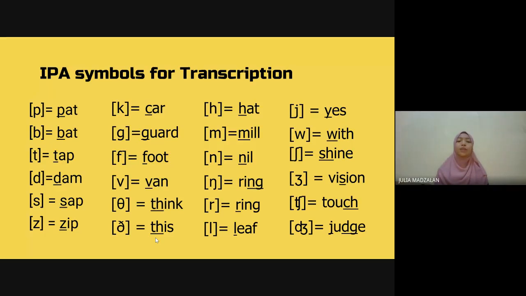This. Contoh lagi mother. Father. Bukannya mother and father. Annoying. Tak boleh nak buat apa-apa. Seterusnya. H as in hat. M as in male. N as in nail. Ng as in ring. R as in ring.